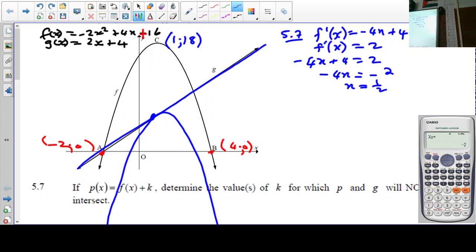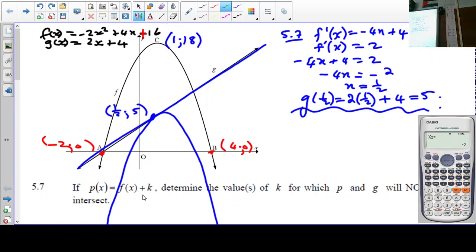Now, what do I do then? What I want to work out is the point of intersection. So I substitute a half into g of x. So g of a half is equal to 2 times a half plus 4, which is 5. Not so? So this is going to be the point a half and 5. That's the point.